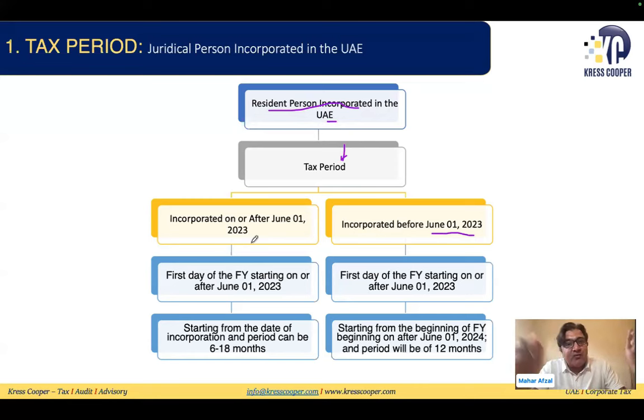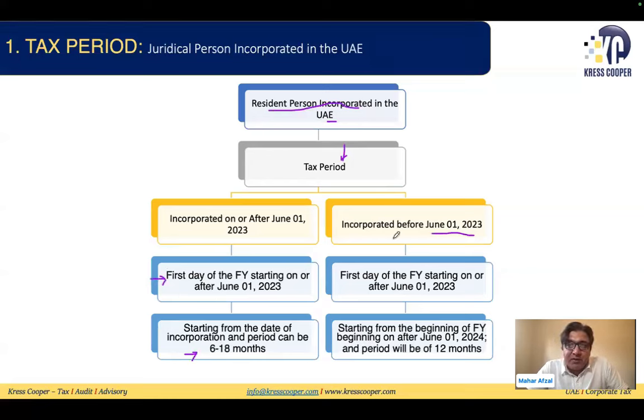So the first day of the financial year starting on or after 1st of June will be the start of the financial year, and it will be the start of the tax period as well. Starting from the date of incorporation, the period can be 6 to 18 months. This is very straightforward and very clear.